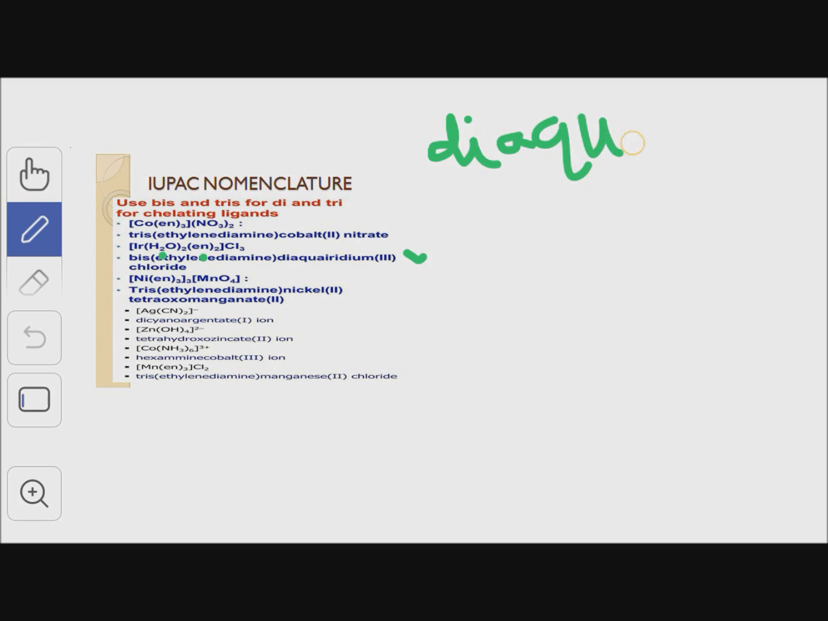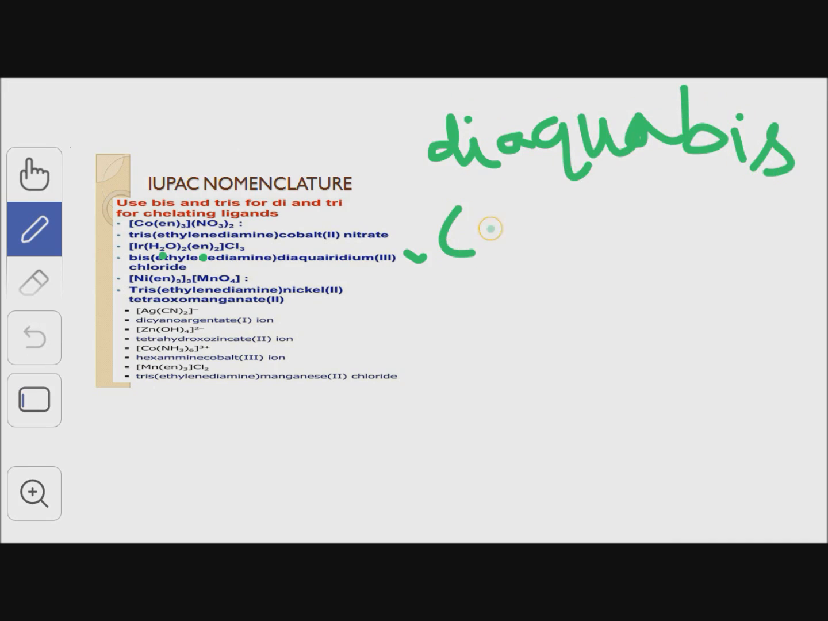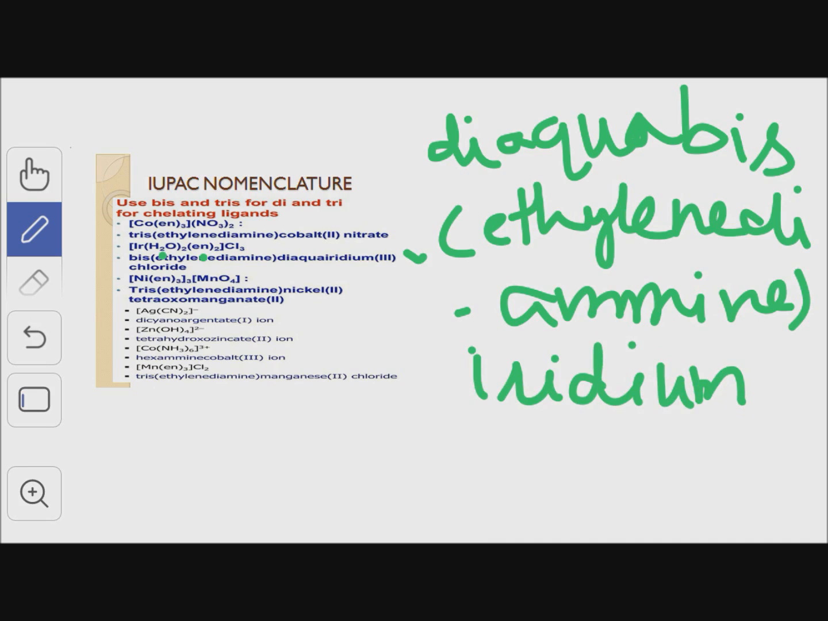This is diaqua bis ethylene diamine or ethane 1,2 diamine, without any space, iridium. Here iridium is the central metal ion and its oxidation state here is 3. And then the anionic part, chloride. This is with a space.